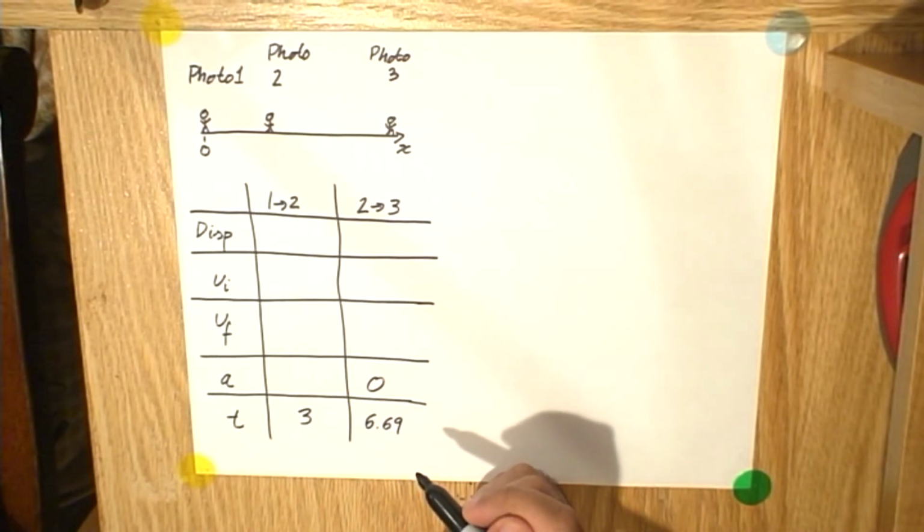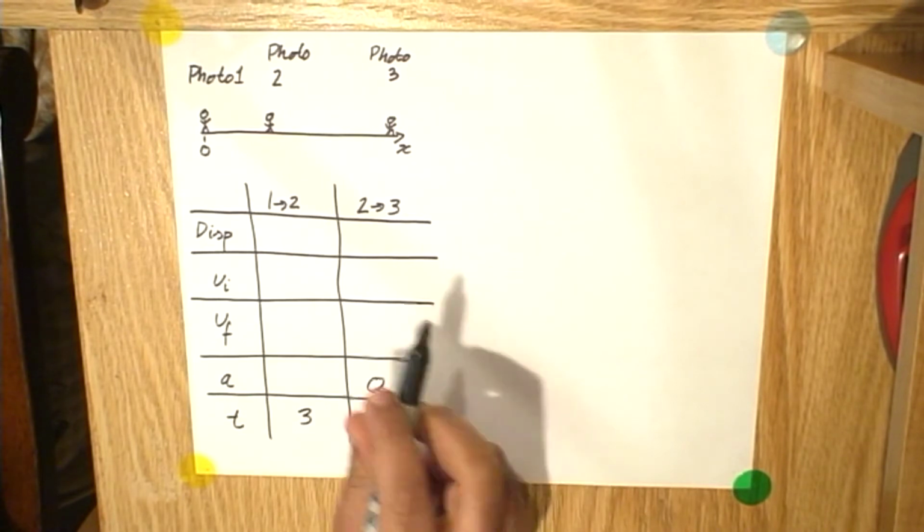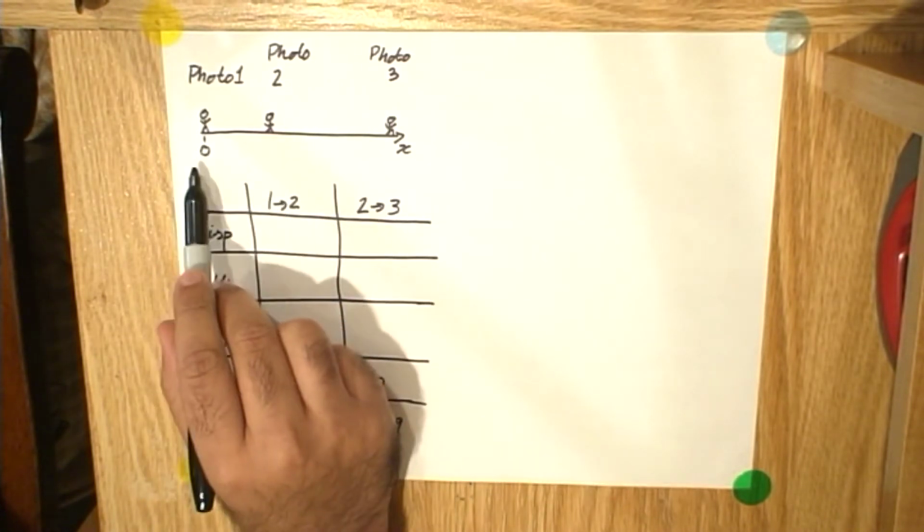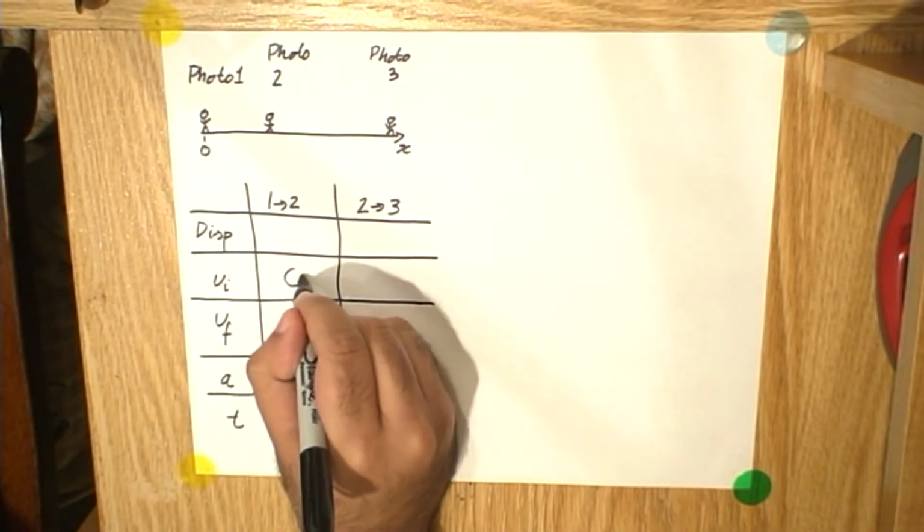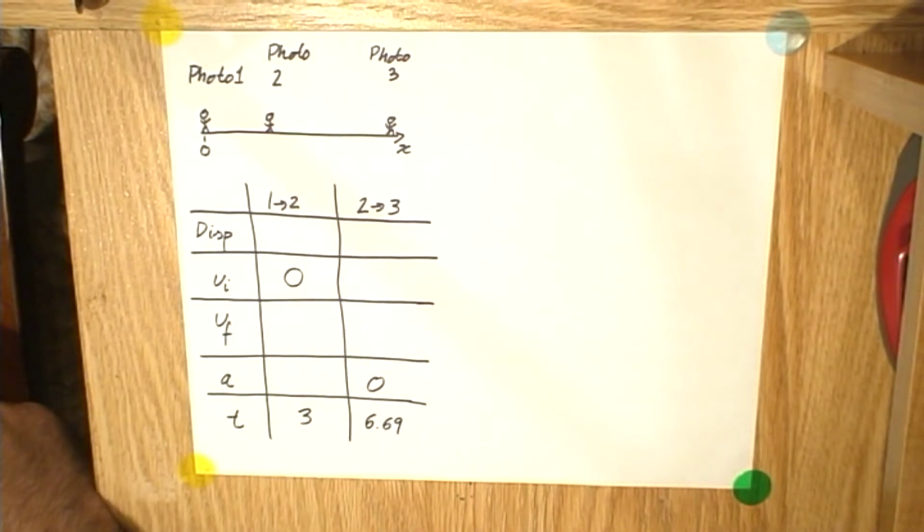Now, after that, we know that he started from rest, so his initial velocity in photo 1 is also 0. And that's all of the information that was actually given in the question. So you might be wondering, well, we only have 2 pieces of information in each one of these phases. So what do we do? The answer is we're going to do something like this.